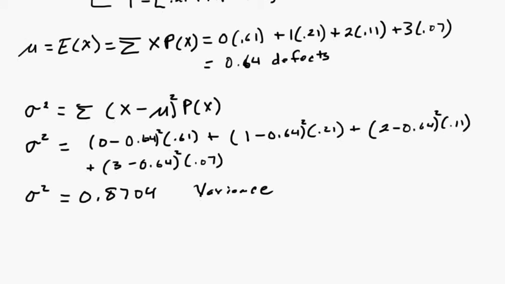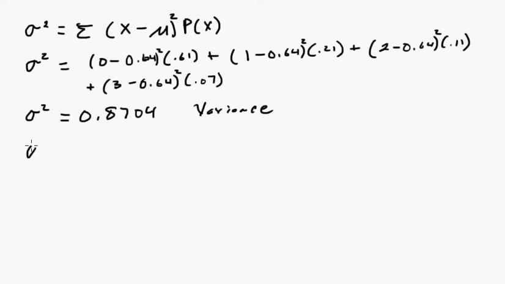To get the standard deviation, you have to take the square root of that. The square root of 0.8704 comes out to be 0.93 defects.